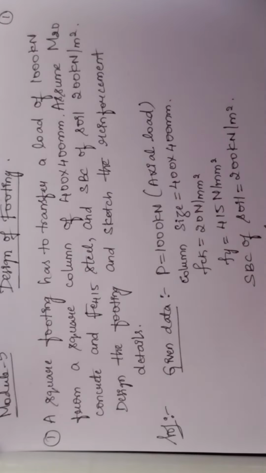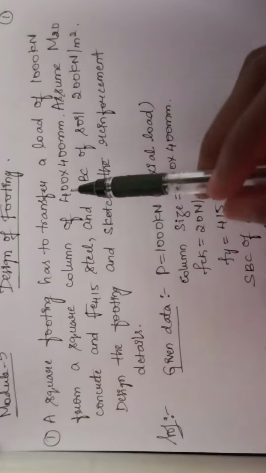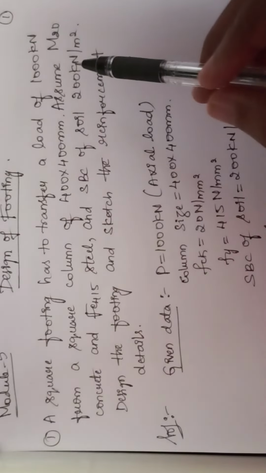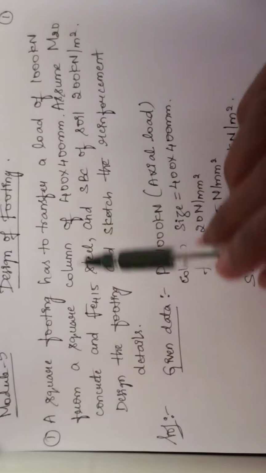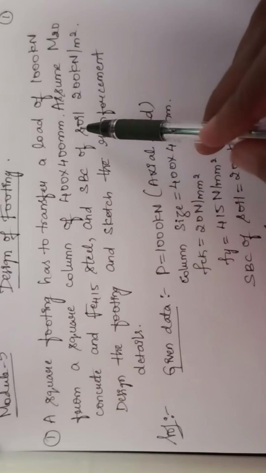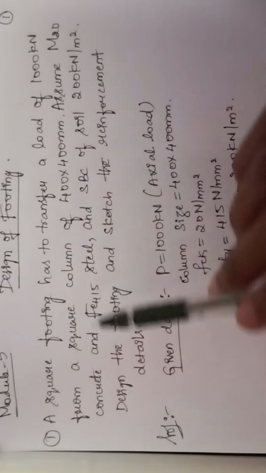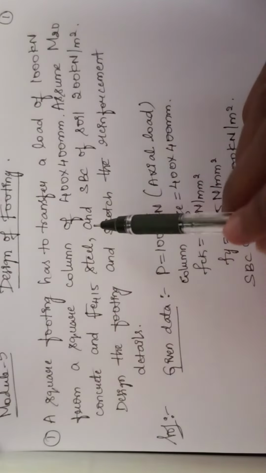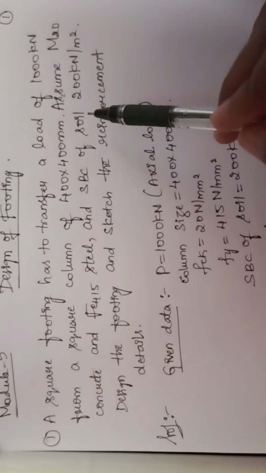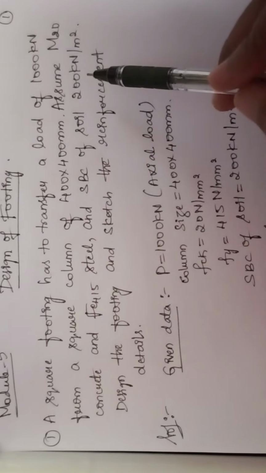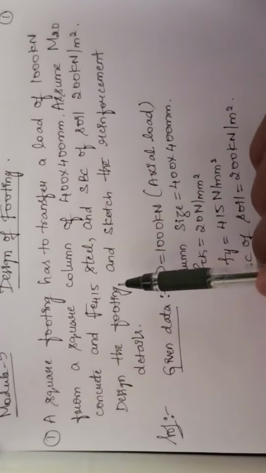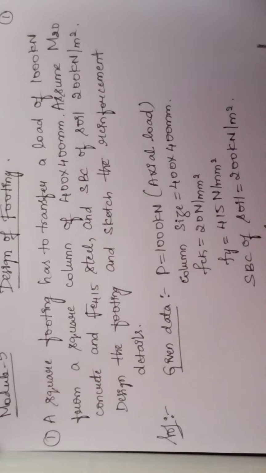Hello everyone, in this video I will teach you how to design a square footing. Let us start with a question. A square footing has to transfer a load of 1000 kN from a square column of 400 by 400 mm. Assume M20 concrete and Fe415 steel and SBC of soil 200 kN per meter square. Design the footing and sketch the reinforcement details.